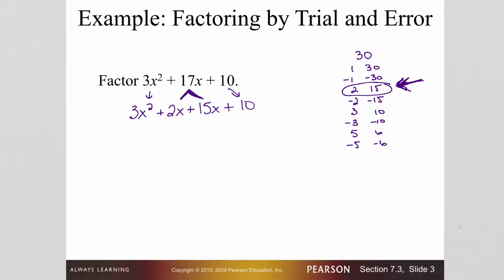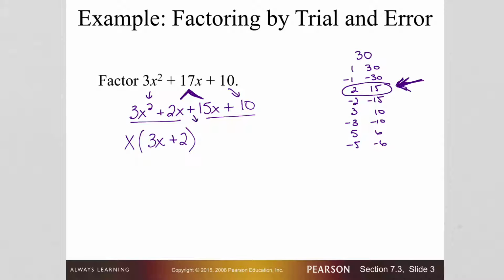Okay, so now this looks like a factoring by grouping problem. So I'm going to underline the first two terms and I'm going to underline the last two terms. Now the first set of underline, what do they have in common that I can factor out? I can factor out an x. 3 and 2 don't have anything in common but 1, so all I can factor out here is x. So what times x would give you 3x squared? 3x. What times x would give you 2x? Plus 2.